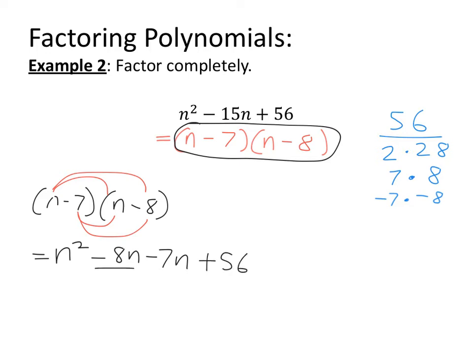And then those two middle terms, the -8 and the -7, give me a -15. And since I ended with what I started with, I know I factored it correctly. And then that would mean that n minus 7 times n minus 8 would be my correct factor.